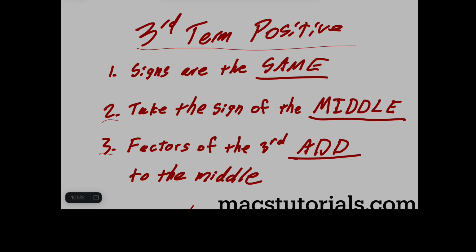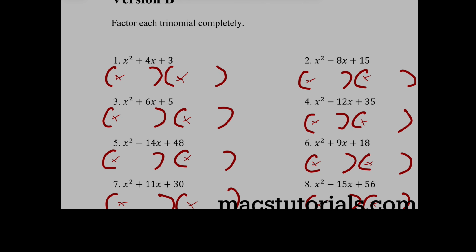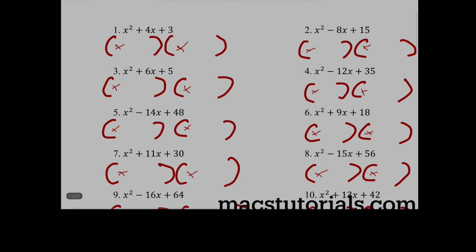So unlike version A, which really they were all positive, we were just learning how to do the factors of the third adding to the middle. Now we're going to have to make some choices, but the entire page will be third term positive. What do you do if they're negative? Well, that's the next one. So let's do all the positives, then let's learn how to do them when they're negative, and then we'll mix them all together in a third one, okay? So let's go ahead and get going on this.